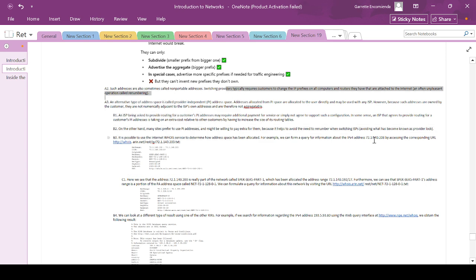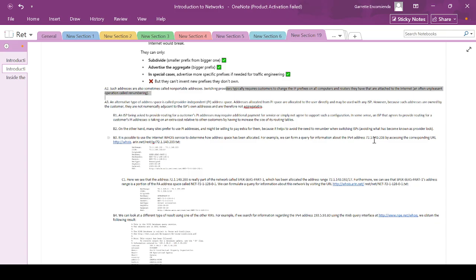Switching providers typically requires the customer to change the IP prefixes on all computers and routers they have attached to the internet. So all of the IP addresses for your computers, routers, iPad, and laptop will be changed if you change the provider, an often unpleasant process called renumbering. If you want to avoid changing your IP address, you need to contact the RIR, or regional registry, but it will be costly.